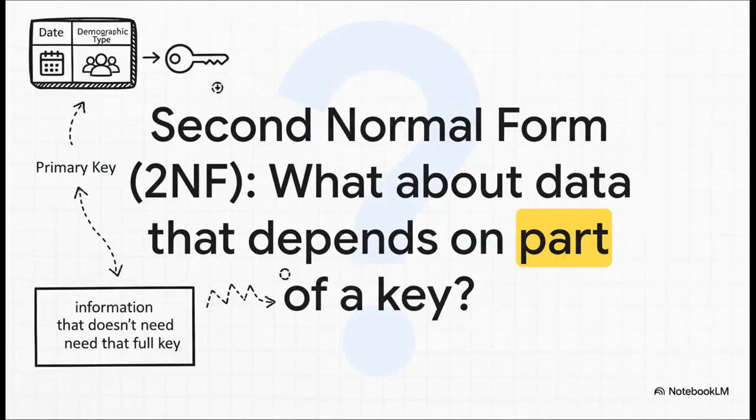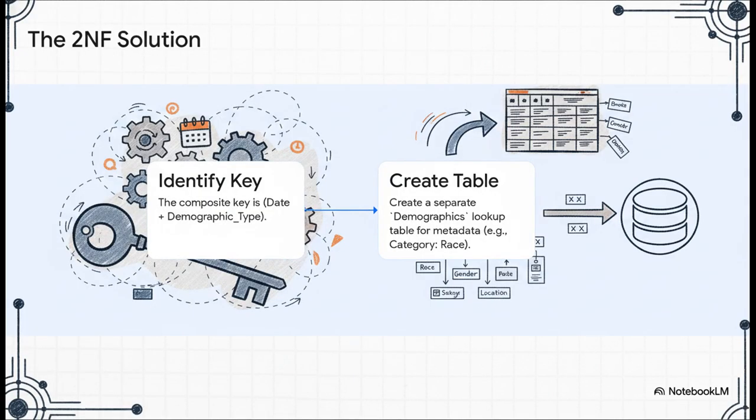All right, on to the next level. Second normal form. Now, in our new table, the thing that makes each row unique, the primary key, is the combination of the date and the demographic type. 2NF is all about dealing with information that doesn't need that full key to make sense. Just think about it for a second. Let's say we want to note that the demographic white falls under the category of race.